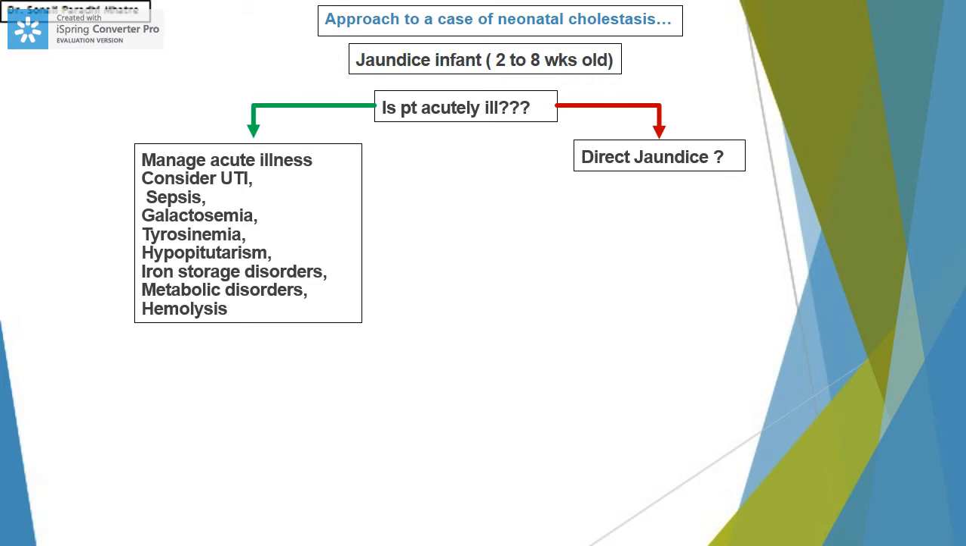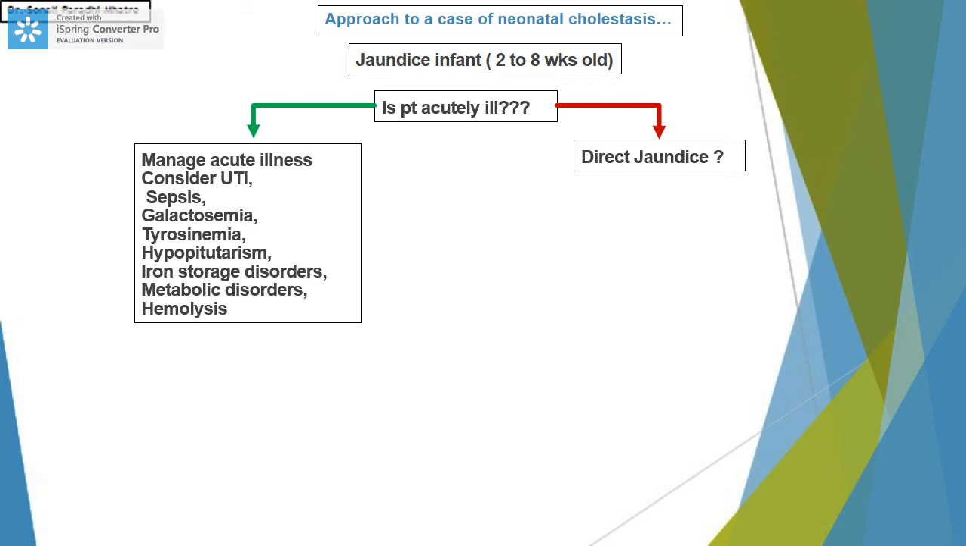For hypopituitarism, you will be looking at the midline defects, especially the gonads. Going from top to bottom, you'll have cleft lip, cleft palate, and so on. Then iron storage disorders, metabolic disorders generally present in a sick child, and hemolysis because there can be associated severe anemia or even heart failure. So you need to manage the child and then look for the diagnosis.